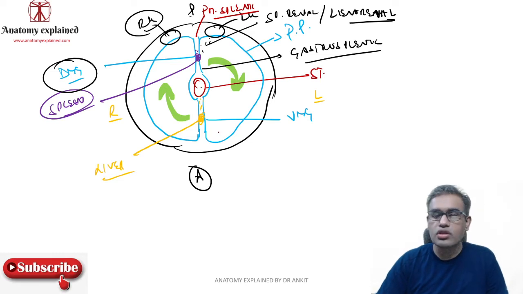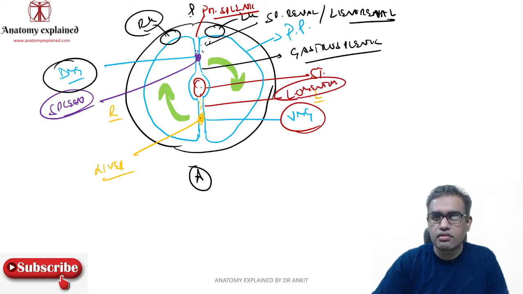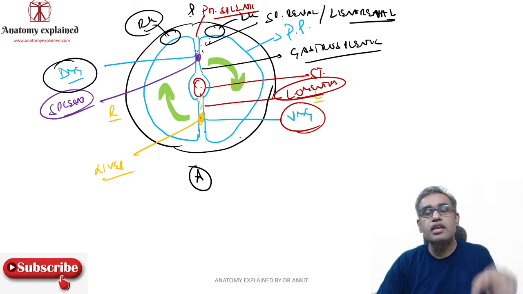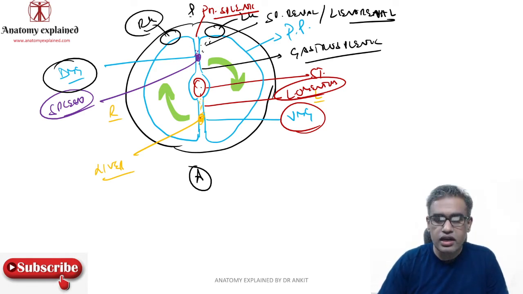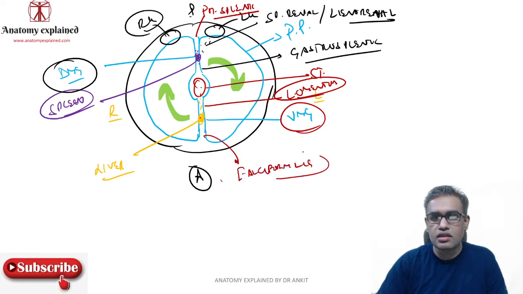Just to finish up this story, the derivatives of the ventral mesogastrium, between the stomach and liver, this is your lesser omentum. Then it covers the liver. We have done the peritoneal ligaments of the liver as a separate topic, as your coronary ligaments. And then from the liver to the anterior abdominal wall, this becomes your falciform ligament. That is a little bit of basics.